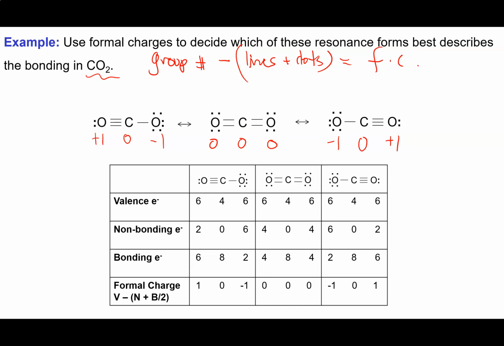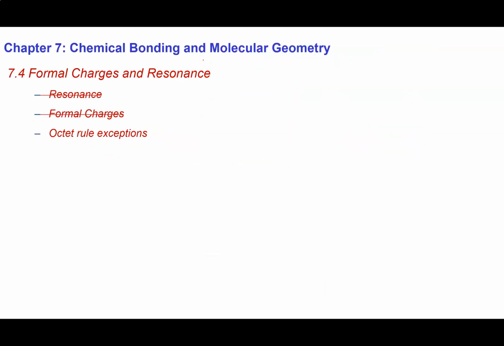Okay, so which one is the best one? Well, it's the one in the middle, isn't it? Because it's got all the formal charges closest to 0. The other ones don't really make sense because the most electronegative atom here is oxygen, and so it should always have the most negative formal charge, which it doesn't in either of those. So they don't make sense at all.